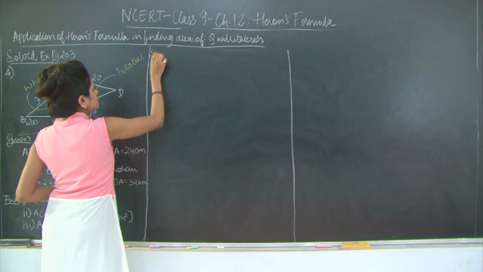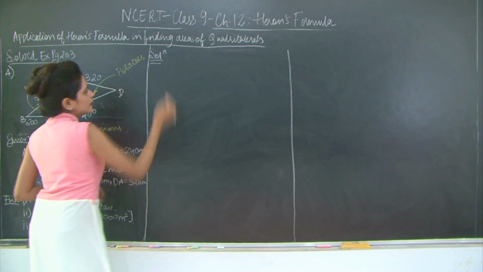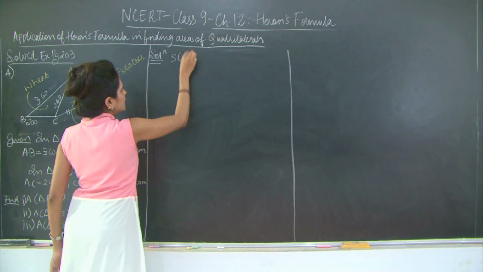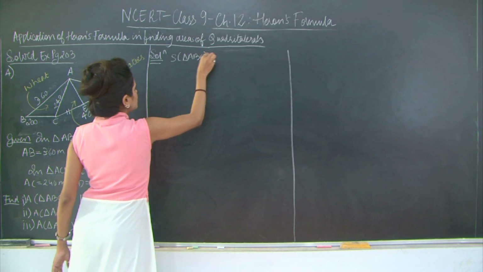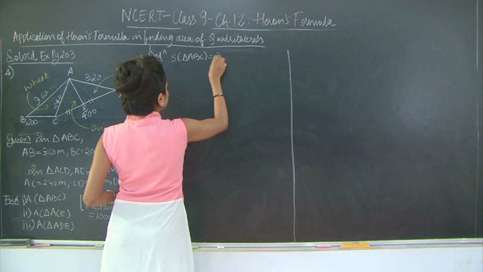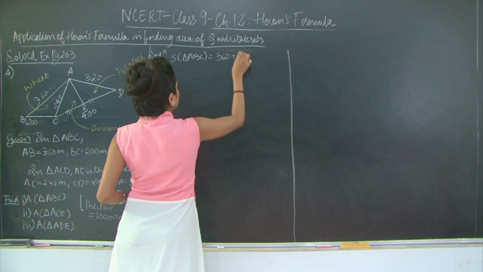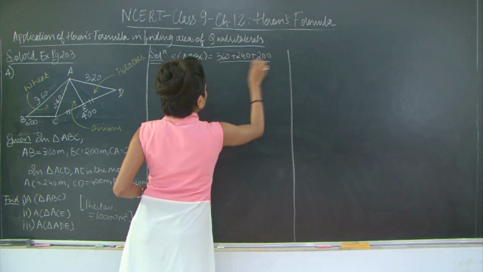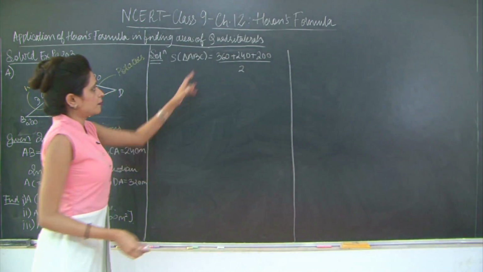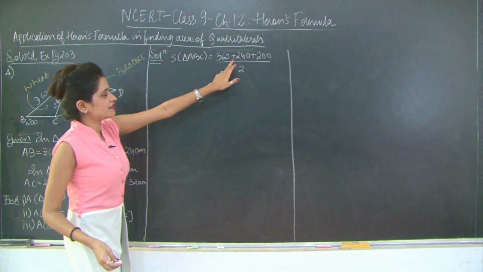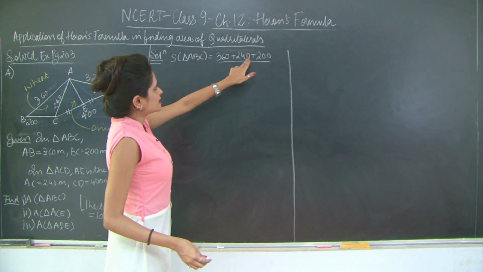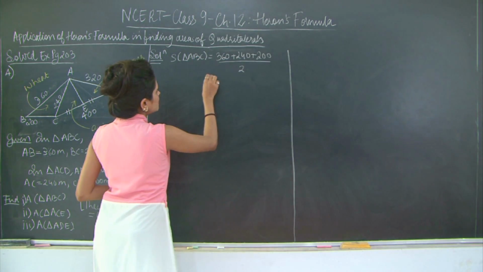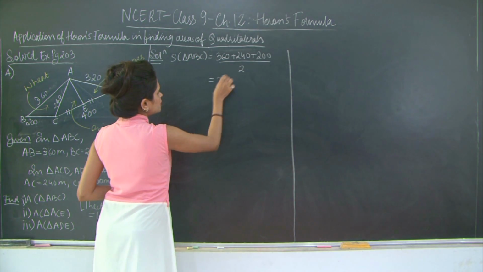So I'll say solution. We need the semi-perimeters, right? So semi-perimeter of triangle ABC is going to be what? 360 plus 240 plus 200 divided by 2. So 360 plus 200 would be 560, 560 plus 240 would be 600, 700 divided by 2, right? So this is going to be 700 divided by 2, which is 350.